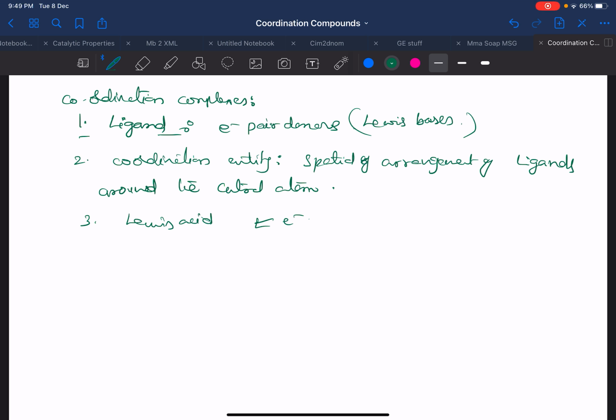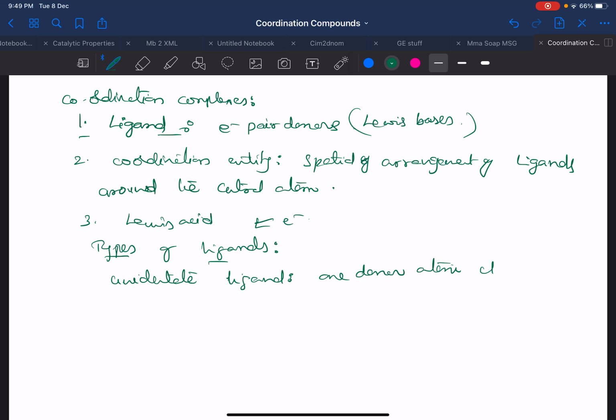And next one is about the ligands, types of ligands. Important one is the types of ligands. So first one is the unidentate ligand. The ligand which contains only one donor atom is called the unidentate ligand. For example, Cl minus, Br minus, OH minus. These are the unidentate ligands.